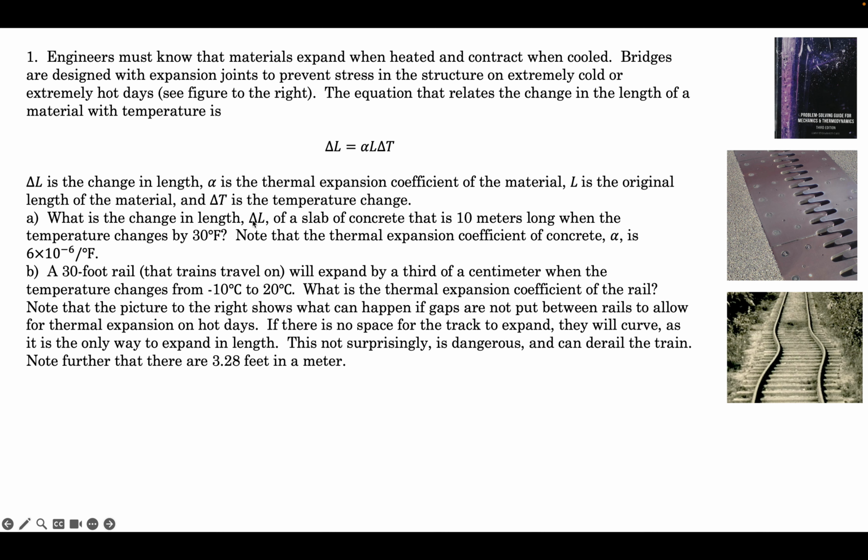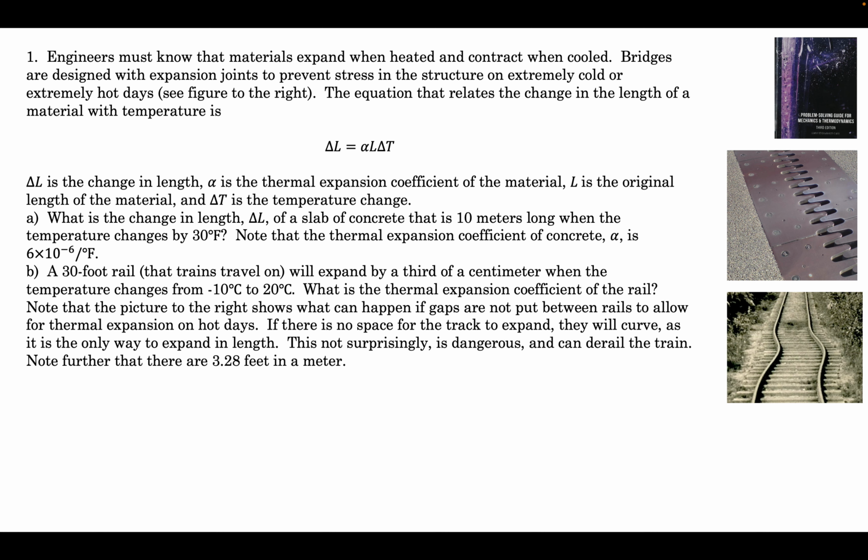Part A: what's the change in length delta L of a slab of concrete that starts off 10 meters long when the temperature changes by 30 degrees Fahrenheit? The thermal expansion coefficient of concrete is 6 times 10 to the minus 6th per degree Fahrenheit. 6 times 10 to the minus 6th for every degree.